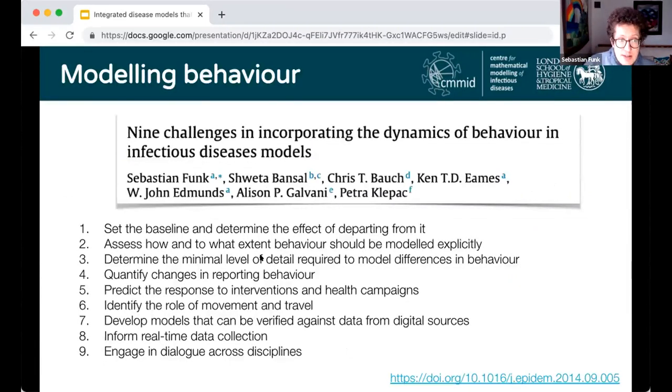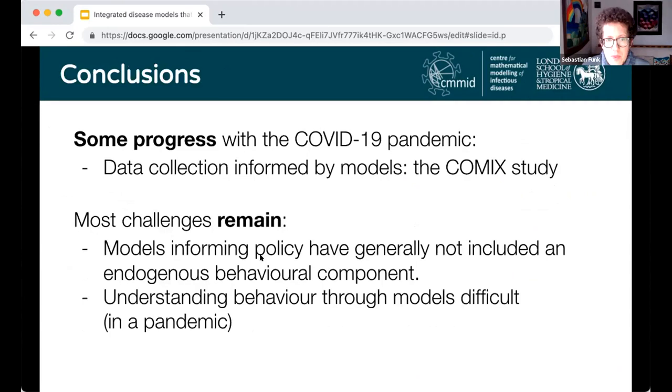So these were the 9 challenges. Pretty quick tour through these and how I think they've played out in the pandemic. What we can conclude is that on the one hand, there's certainly been some progress in that, contrary to previous outbreaks and epidemics, I think there has been positive change in that data collection has been informed by models. I think that's still maybe far from perfect, but I think that has really been a positive contribution.